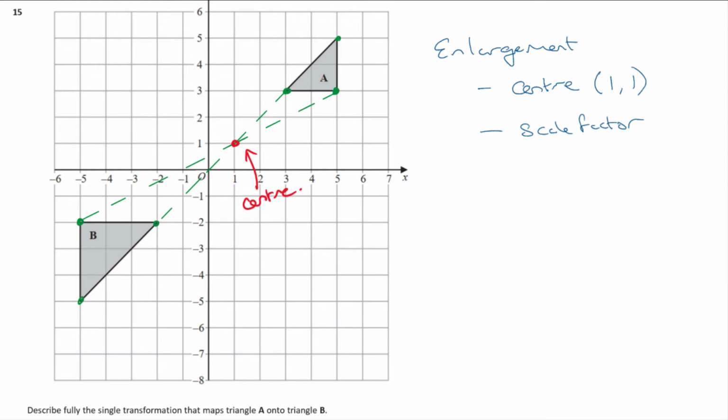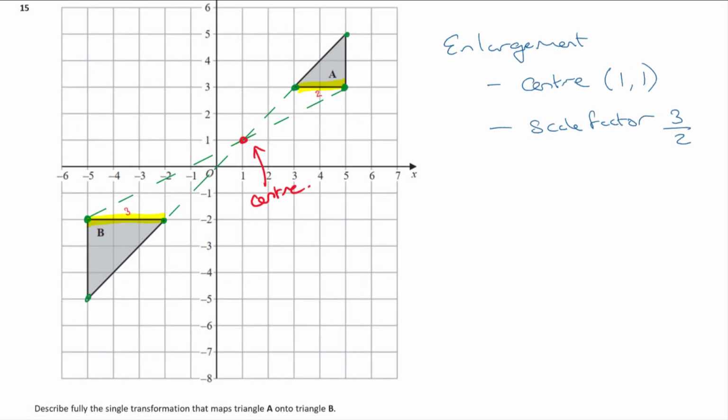Now to find the scale factor, I've got to find a matching side on object and image and work out how much bigger one is compared to the other. Okay, well on my object that's 2 units. On my image that is 3 units. So the scale factor is going to be 3 over 2 or 1.5.